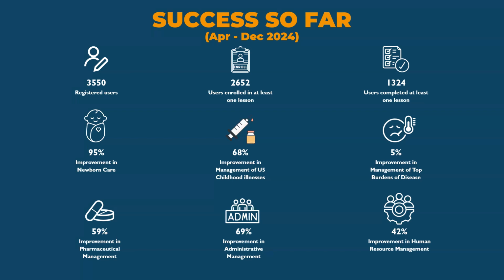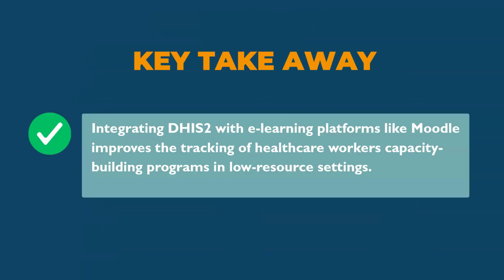And now on the management side, it's the one at the bottom, we have noted a 59% improvement in pharmaceutical management, 69% improvement in administrative management, and a 42% in human resource management.